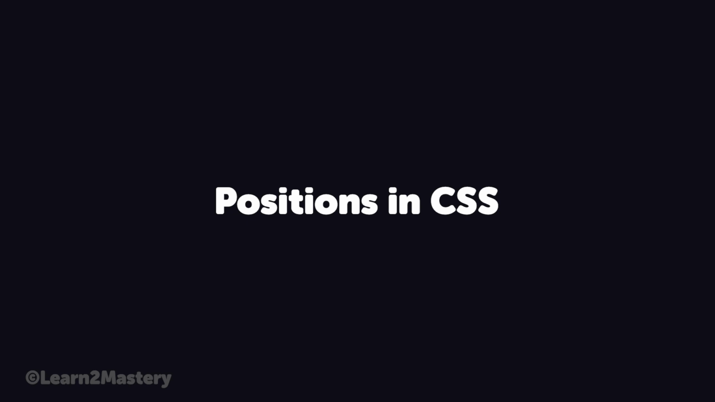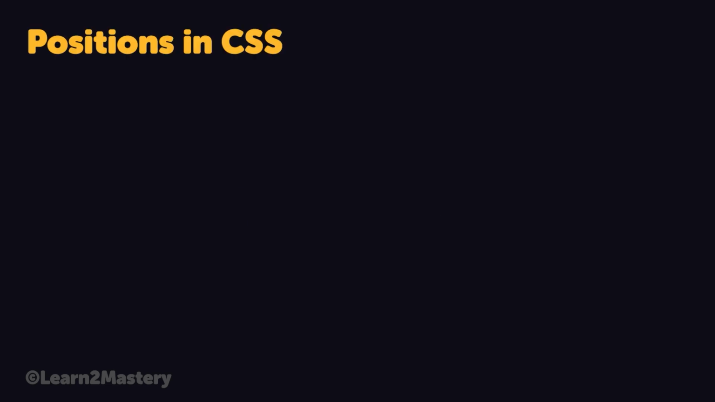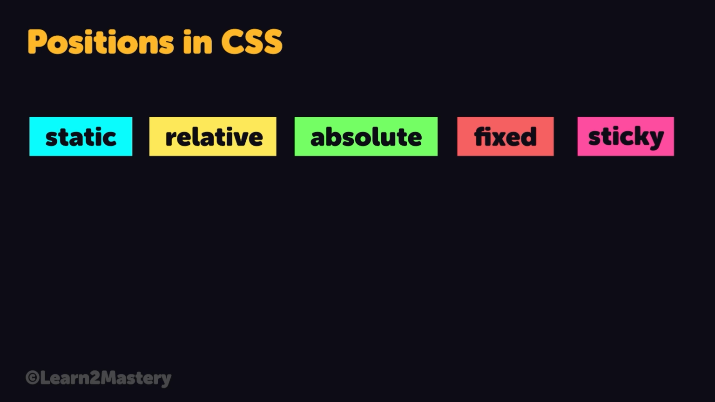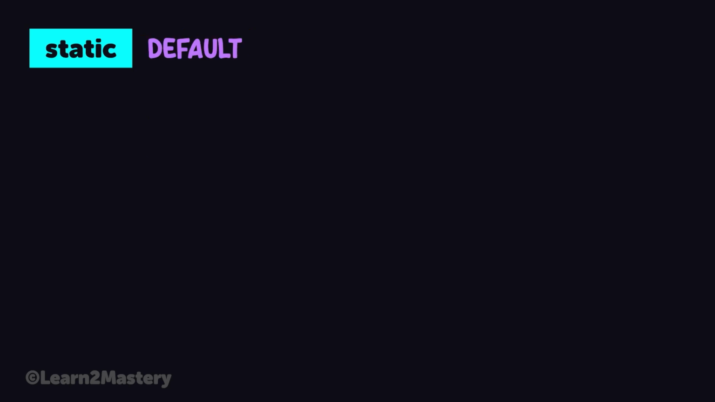In this lesson, we're going to look at different ways to position elements. In CSS, we use the position property to control how an element is placed on the page. It has 5 main values: static, relative, absolute, fixed, and sticky. Static is the default one, and it doesn't really change anything.